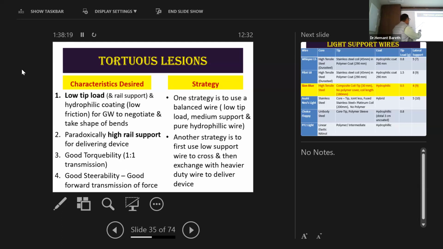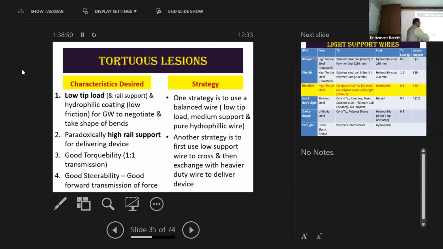But as you can notice, there is a paradox in characteristic 1 and characteristic 2. So how do you solve this problem? One strategy is to use a balanced wire, which has a low tip load but a medium lateral tip load, or medium rail support. Maybe you could use a pure hydrophilic wire instead of a steel or a nitinol wire, which can have some of these characteristics.